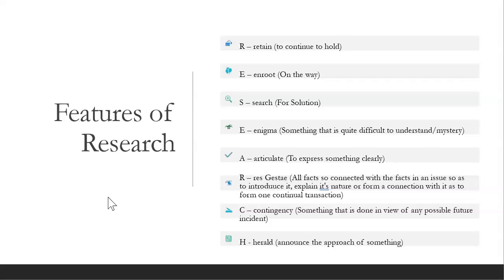Okay, so research means R is for retain, to continue to hold. Whatever initial information you already have, you try to retain that. Okay, यहाँ पर क्या information थी that you are going to retain?